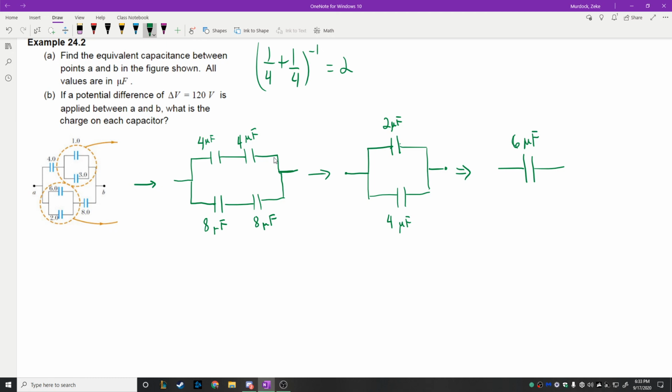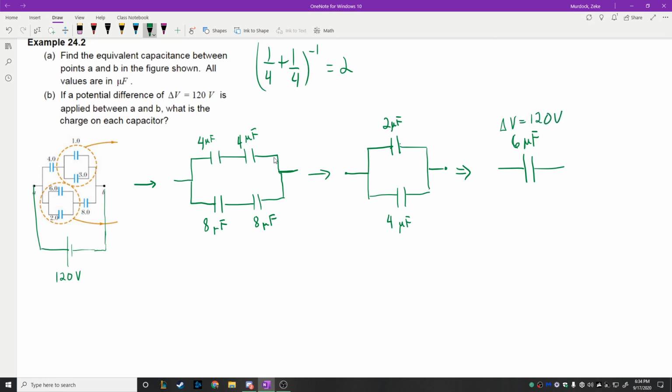You put the battery on the A or the B. Well, both. Remember, batteries have 2 contact points, right? So you put your battery here. Right? And this is 120 volts. And so from the very end, we say, okay, delta V is going to be 120.